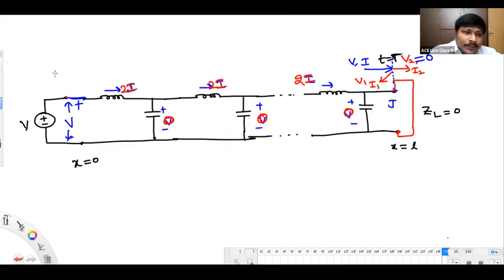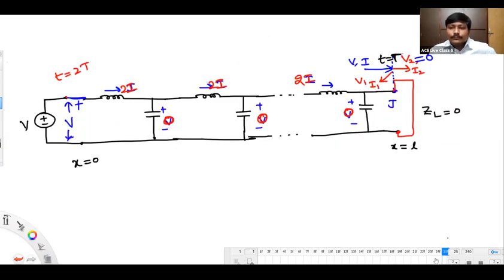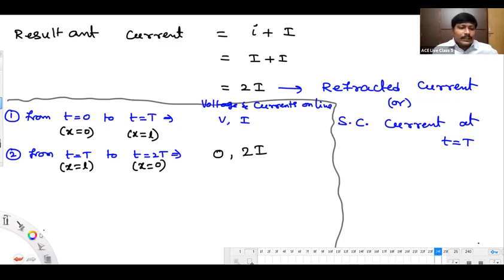And what's the time after reaching this point? Obviously 2T. So from the time capital T to 2T, the voltage is falling down to 0 and the current is becoming double, 2i. And this is from x equals L to x equals 0.